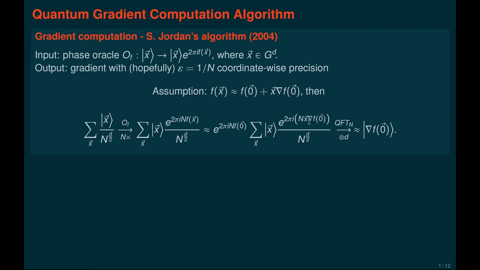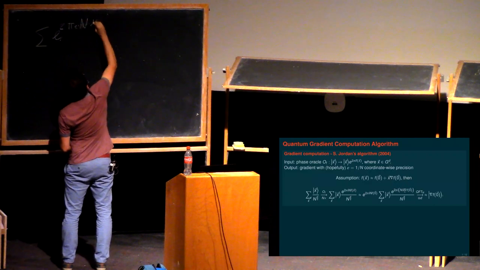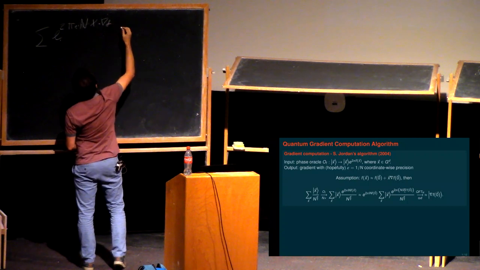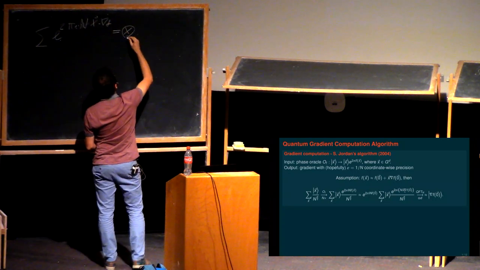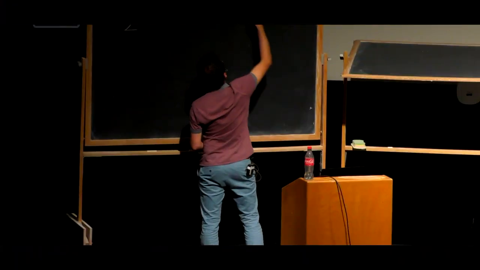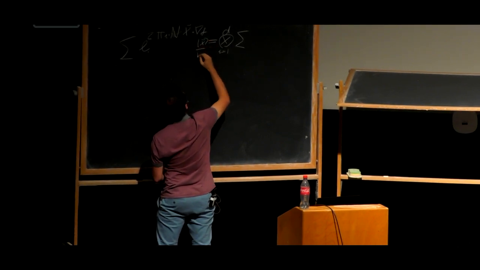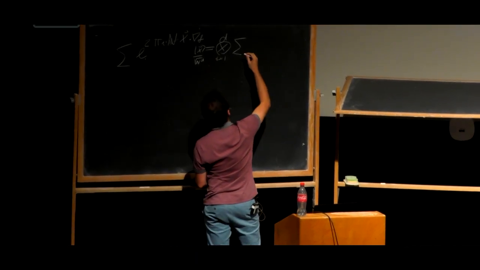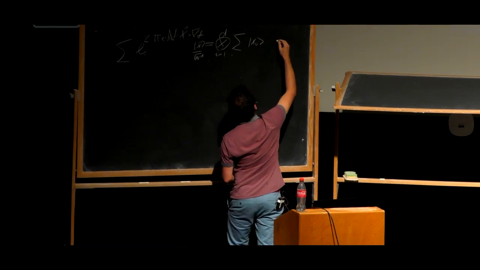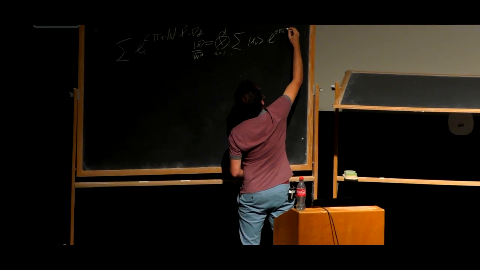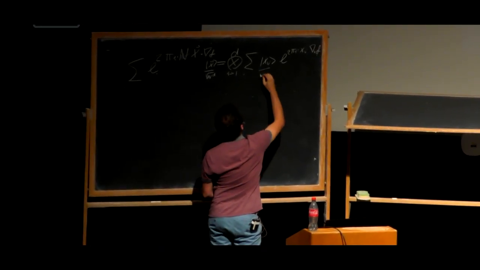So if we have this state, which is e to the 2 pi i n times x times the gradient, now that is the same thing as, where x is a vector, if I take the tensor product from i equals 1 to d. I forgot to put here the vector and the normalization. Now, this is the same thing as I have them individually, these x vectors. So here I have just the x_i's, and the corresponding phase is e to the 2 pi i, and then x_i times the ith coordinate of the gradient. Okay, and here I divide by square root n.